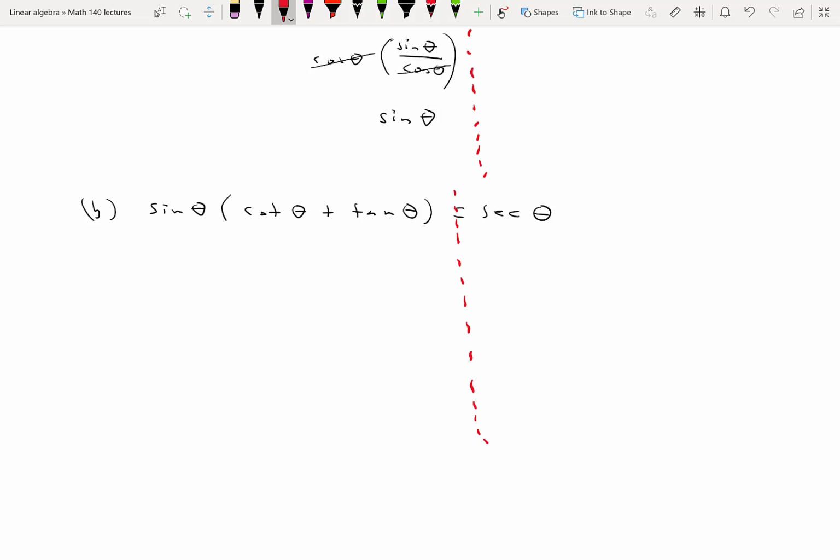So the first thing is we pick a side, and there isn't just one way of establishing identities. There's not a side that you need to choose. You don't need to choose the left-hand side or the right-hand side.